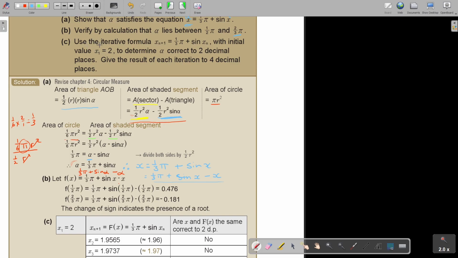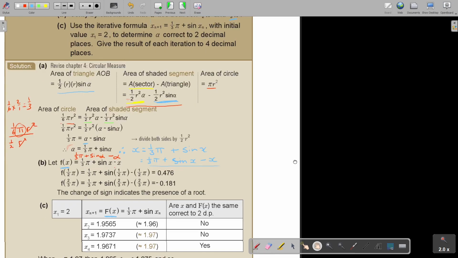Now I use the iterative formula. They gave it to me, with initial value 2. And remember, now I don't take that, it is just my beginning. This is capital F of x, it's almost like this was small letter, are you with me? And this is capital. Just take note of the difference. Okay, so now I'm basically just going to substitute it in.